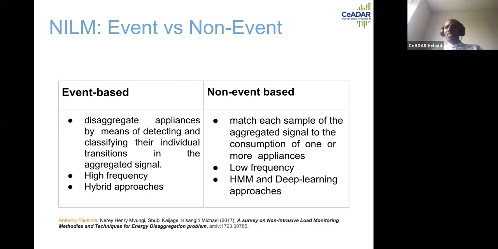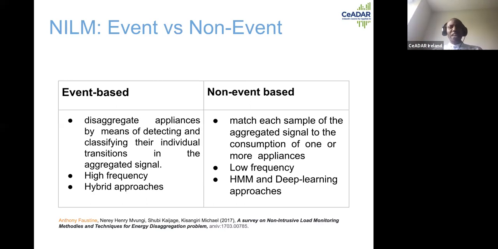But in non-event-based approaches, we don't care about events, but rather we just want to match each sample we monitor from the aggregate signal to the consumption of one or more appliances. So basically, you can view non-intrusive monitoring as these two approaches. Of course, most event-based approaches have focused on high frequency data. It means you monitor signal at a high sampling rate, and non-event-based approaches have mostly focused on low frequency rate, for example, data coming from smart meters.